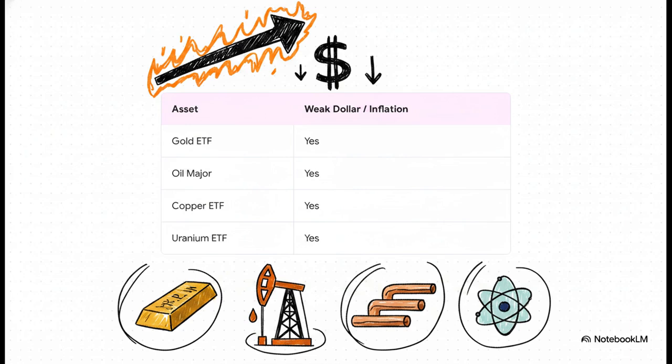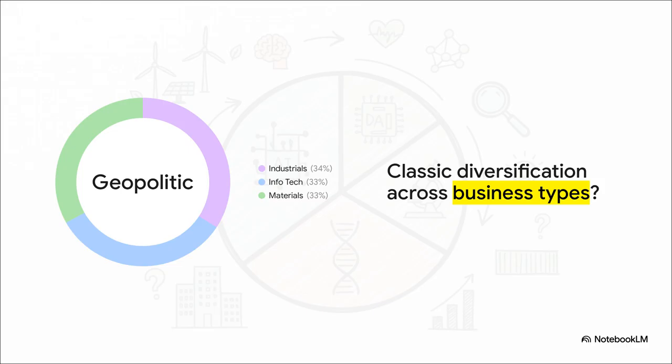The thesis is the US dollar weakens or inflation runs hot, so hard assets re-rate. But if inflation cools and the dollar strengthens, well, all 4 of these are going to lose together. So you have different sectors, but an absolutely identical underlying bet. Example 3 is the geopolitical cross-sector theme. Imagine a portfolio with a defense contractor, a government software analytics company, and gold.